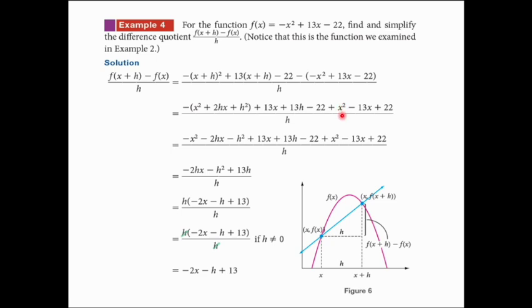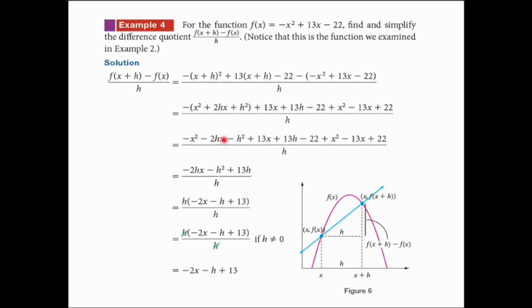So that makes this a positive x squared, a negative 13x, and a positive 22. The next step is we're going to distribute this negative. So that's going to change all the signs on the inside here. They're all positive, it's going to switch to all negative. So from here to here, I have negative x squared minus 2hx minus h squared. And everything else just gets dropped down.